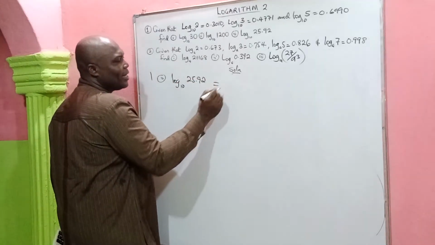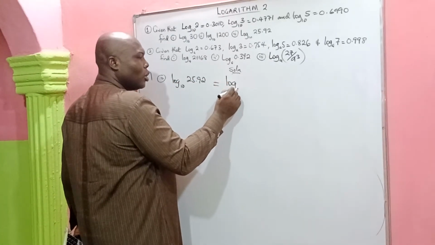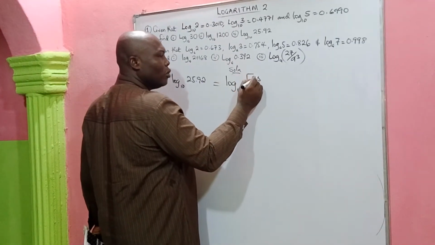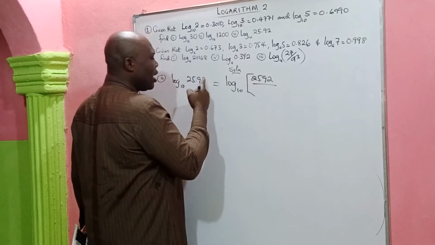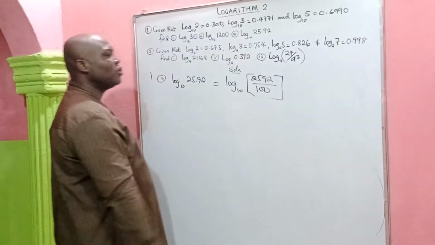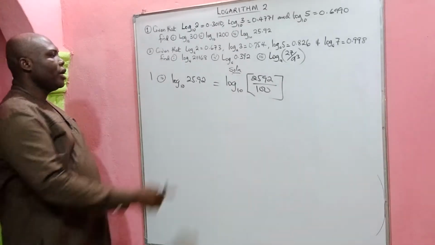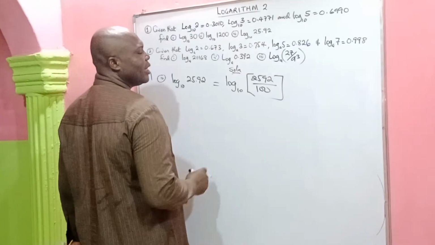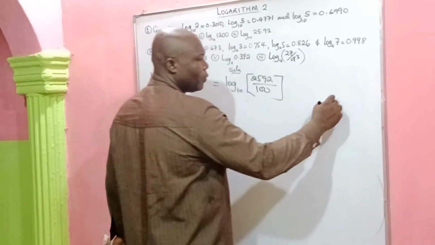25.92 is the same thing as 2592 all over 100. If you divide 2592 by 100, you get 25.92. So we are going to look for the LCM of 2592.